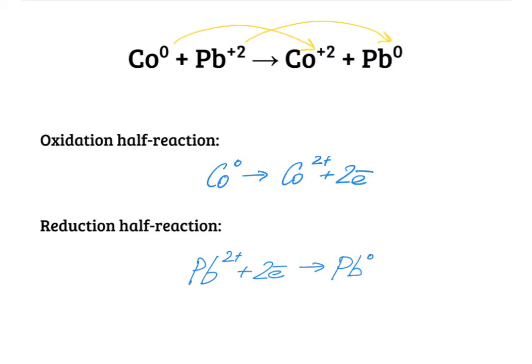When we are writing the oxidation half-reaction, the released electrons appear on the product side of the half-reaction. Whenever we are writing the half-reaction of reduction, we have electrons being added as a part of the reactants. They appear on the left side of the half-reaction. Notice that the 2 electrons that are lost by the cobalt are the same 2 electrons that are accepted by lead. So 2 electrons are lost, 2 electrons are received.